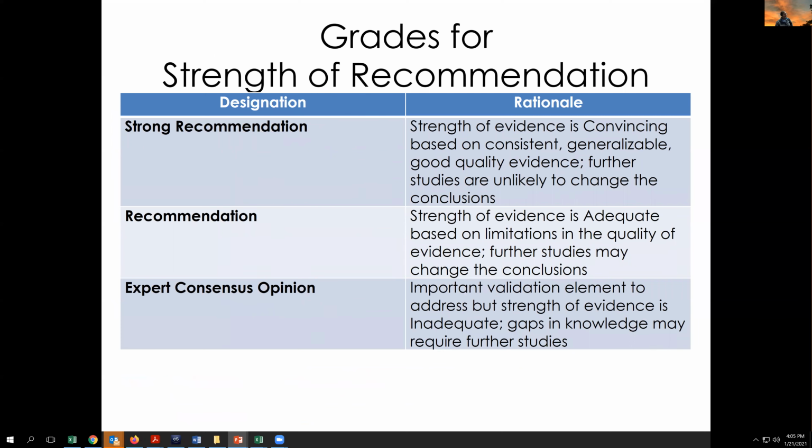And then based on these, the strength of recommendations are made along with each of the recommendations. The strongest recommendations go where there's convincing, consistent, generalizable, good quality evidence, and further studies are unlikely to change the conclusions. If it's just a recommendation, the strength of evidence is adequate based on limitations, but further studies may be needed and may change the conclusions.